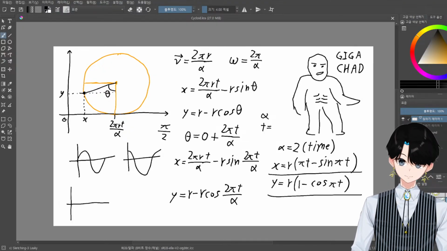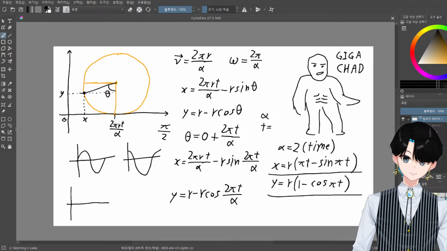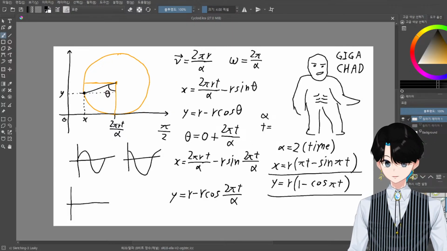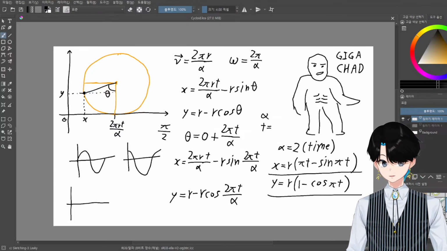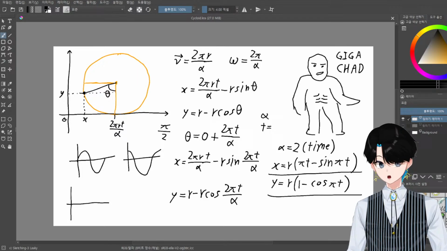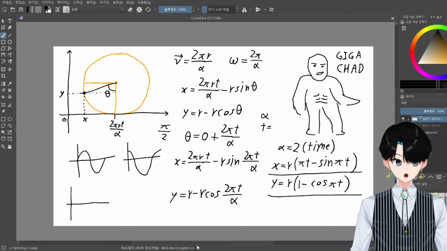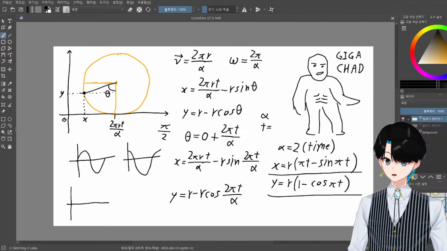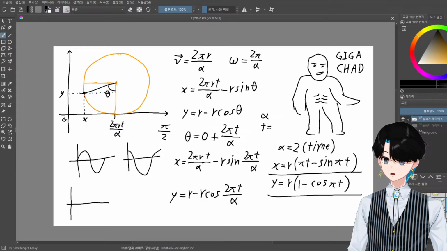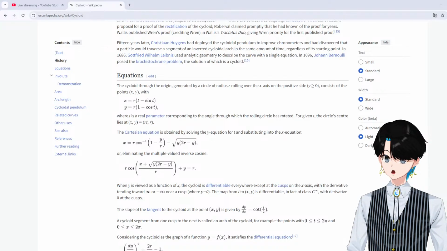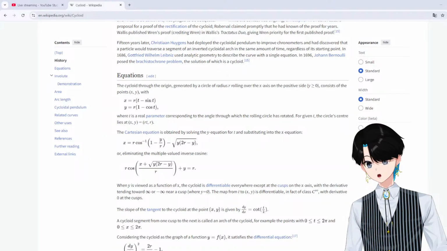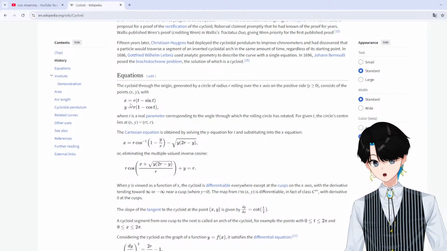Okay, cycloid equation. Cycloid. Kinda same. Yeah, I think it's kinda same. Hold on. Why not this one? Yeah, let's see. The answer is this one.